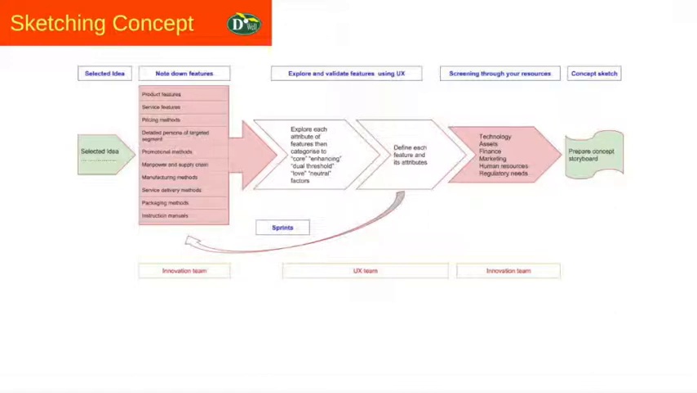In some cases it may be different versions, premium versions, or different geographies needing different colors. These are neutral factors, because they won't affect the quality of the product. So we define the features of each feature and its attributes. Again, the sprints will be used here by the UX team. In this stage also it is scanned against the resources of the company.